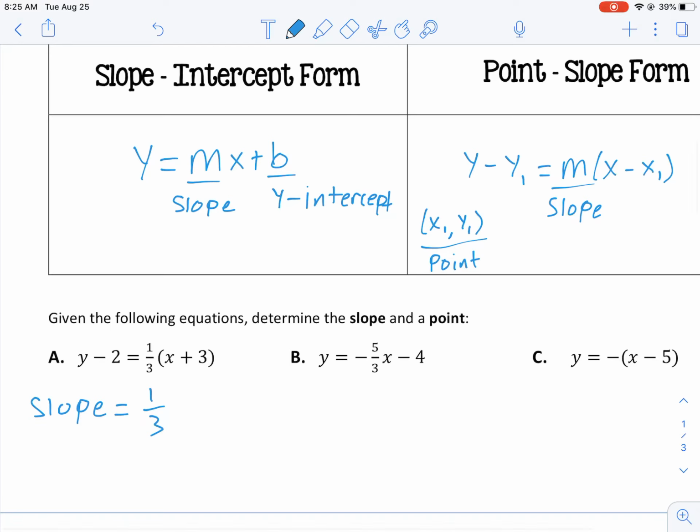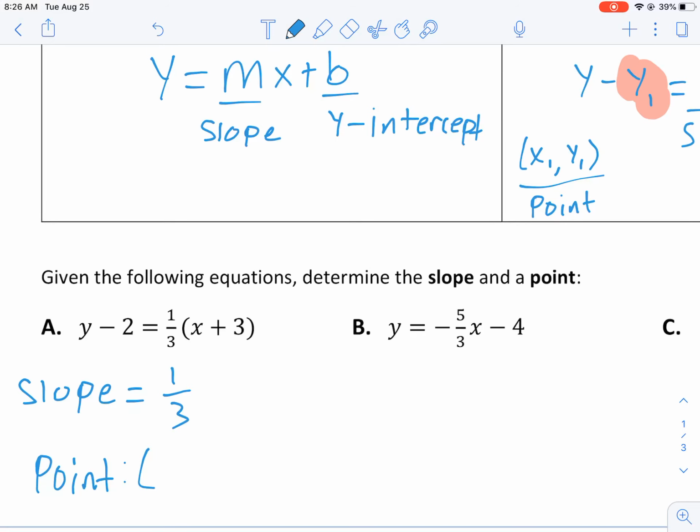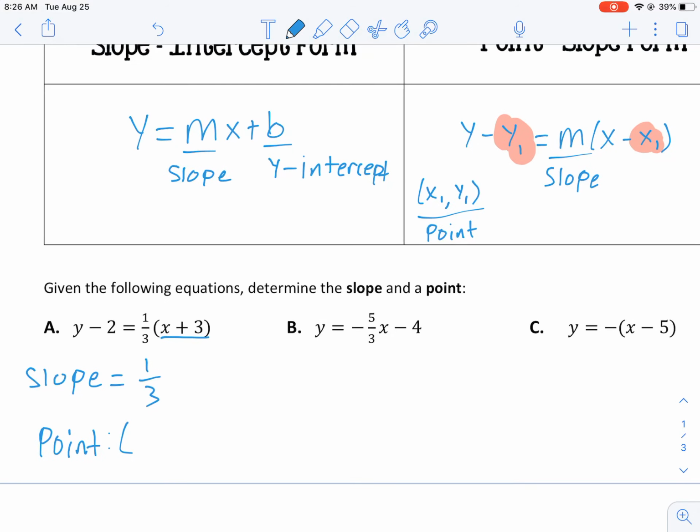And then we need a point. So they're giving us the point (x1, y1). Now notice where those two spots are, y1 and x1. It's the numbers being subtracted. So our x number is right here. Now, again, I'm throwing a lot at you guys today. This might be a little bit tricky.